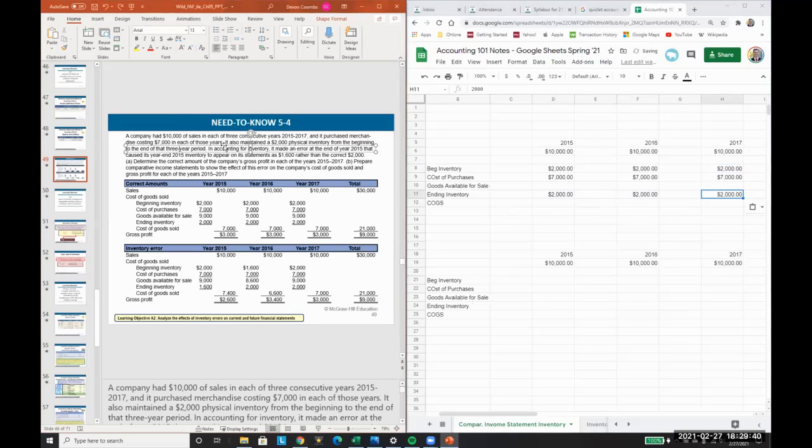Keeping it simple. In accounting for inventory, it made an error at the end of 2015 that caused year-end 2015 inventory to appear in its statement as 1,600 rather than 2,000. So we'll see the error down there. So let's calculate the correct amounts first.